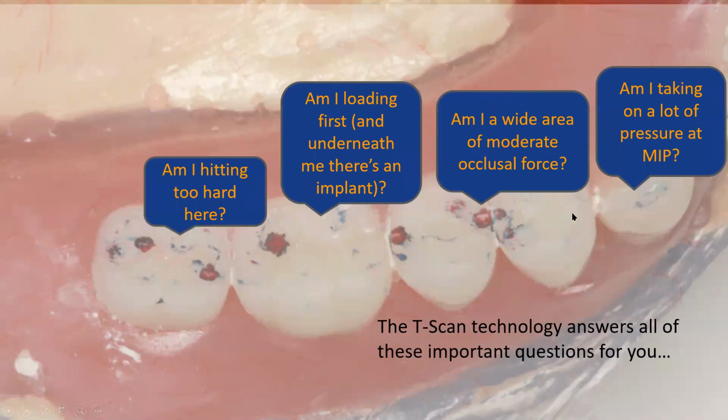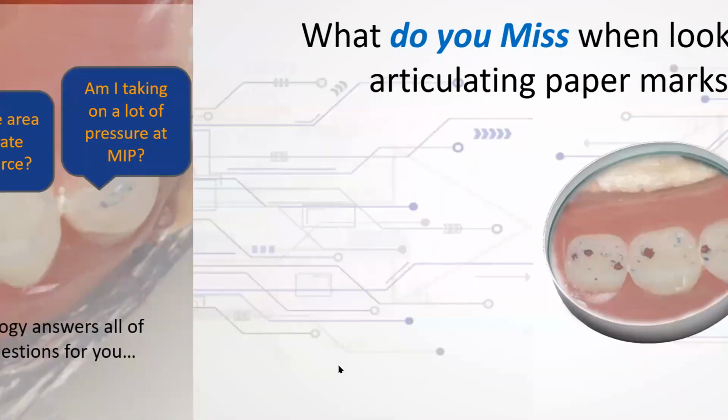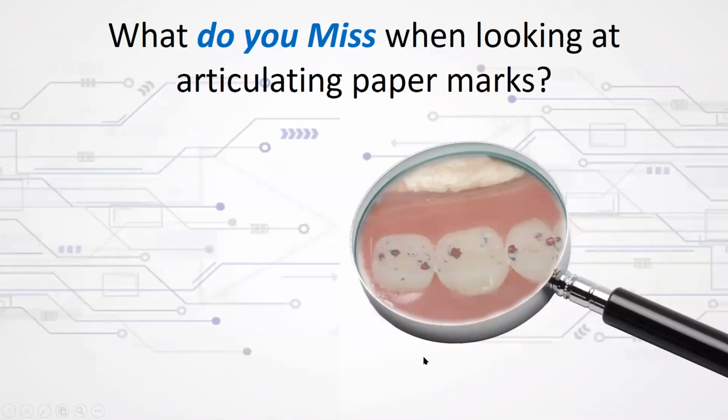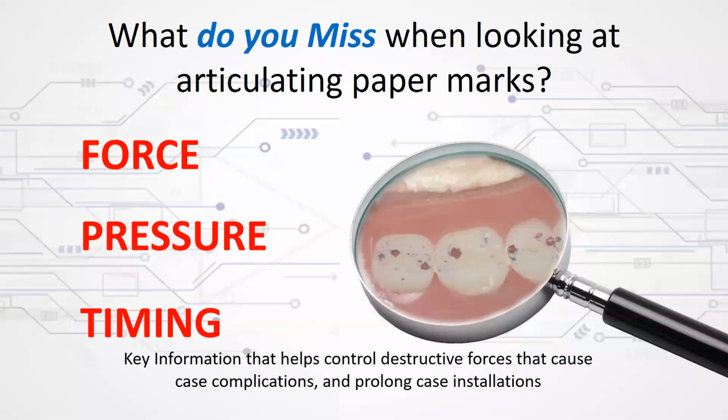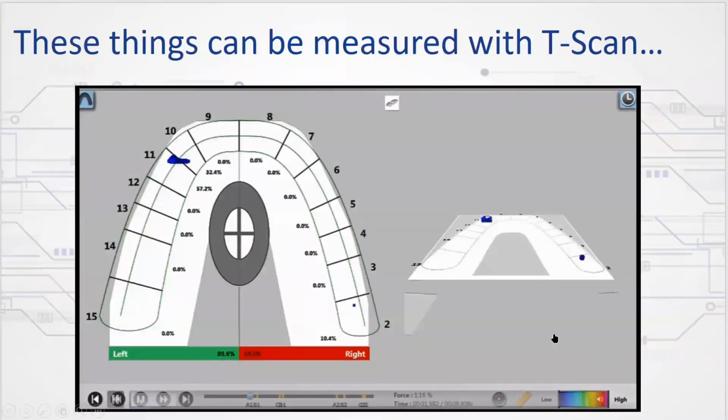And of course, this is the most common way we deliver our cases. So there are three things you miss when using articulating paper: force levels, pressure mapping, and timing, all of which are key factors that help control destructive forces. But if they're not managed at case delivery, they'll prolong the case installation and induce complications. That is why the T-scan helps you, because it measures all of those things for you in one good recording.